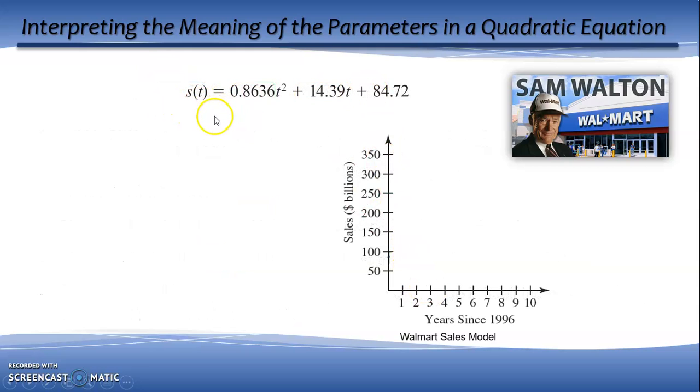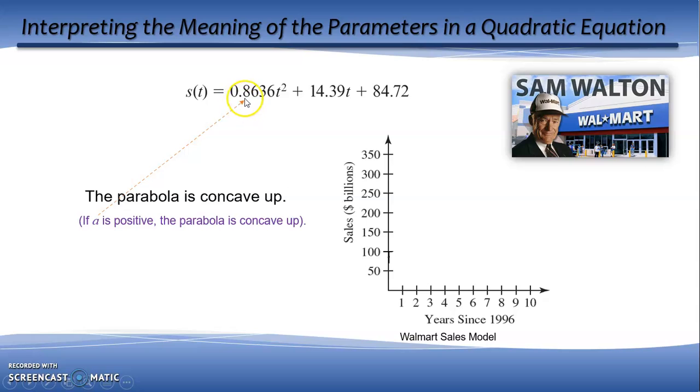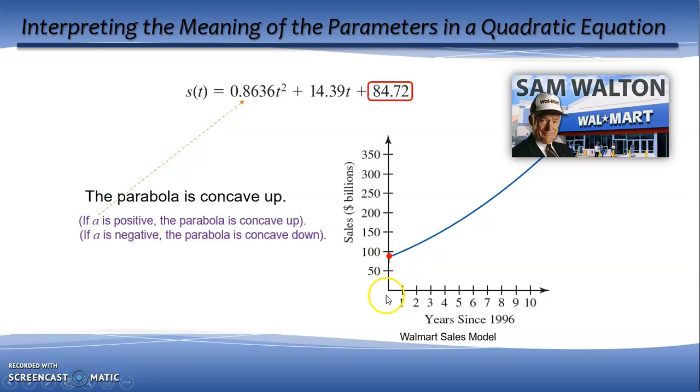So look now at the graph. If we graph this, the parabola is concave up if a is positive. In this case, a is positive, so our parabola is going to be concave up. If a is negative, the parabola is going to be concave down. Because our initial value is 84.72, that means at the end of 1996, we're going to have $84.72 billion. Remember, while the function is concave up, the rate of change is increasing, and vice versa.